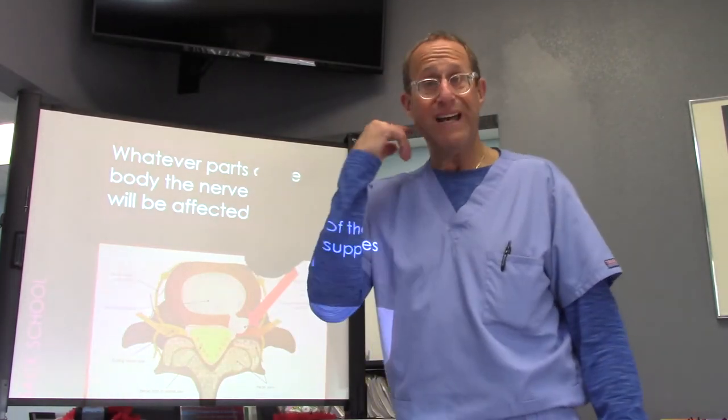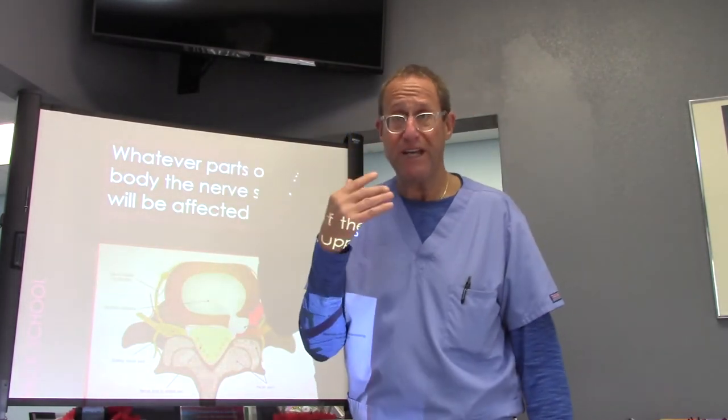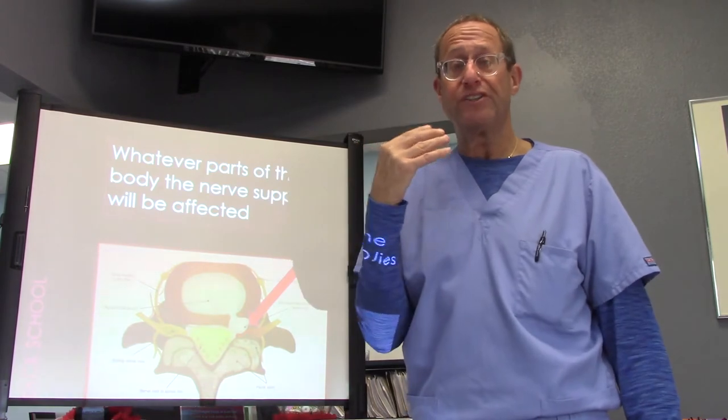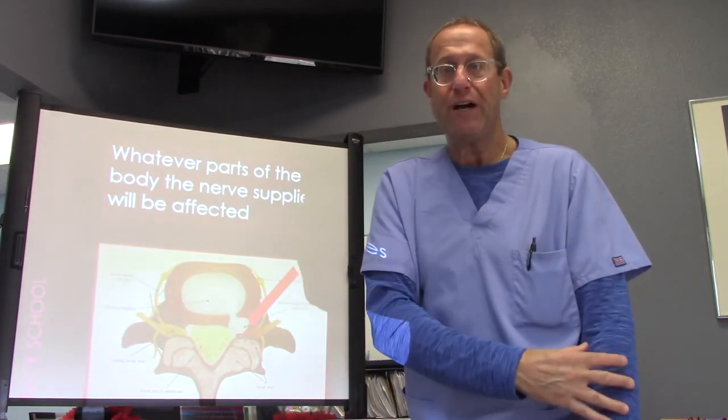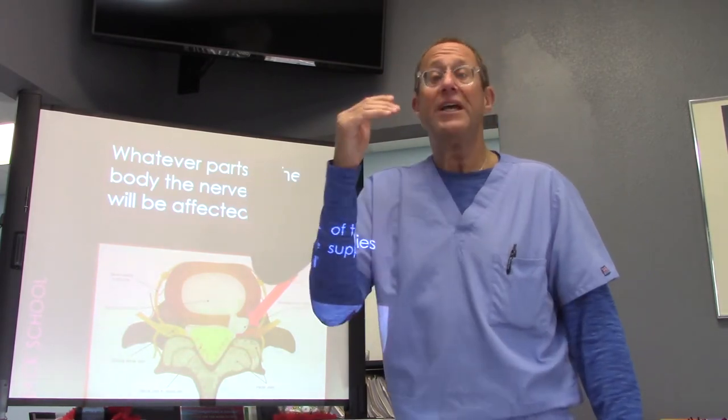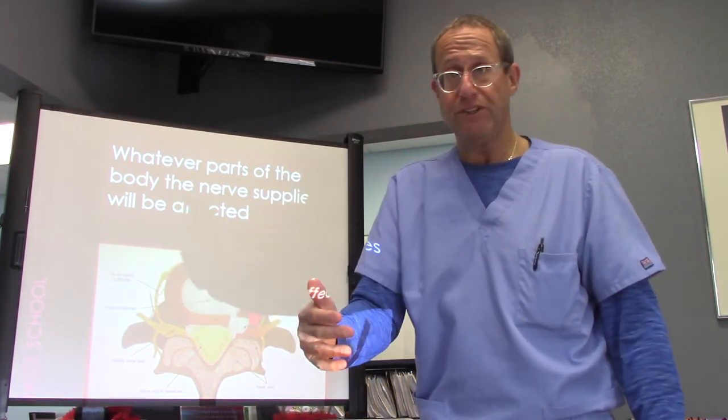So whatever parts of the body the nerve supplies is going to be affected. If the nerve is coming out of the neck, going into the head, it can cause headaches. If it goes to the sinuses, it can cause sinus problems. If that nerve is coming out of the neck and going into the shoulder and down the arm, into the fingers, it can cause pain, tingling, numbness in those areas as well.